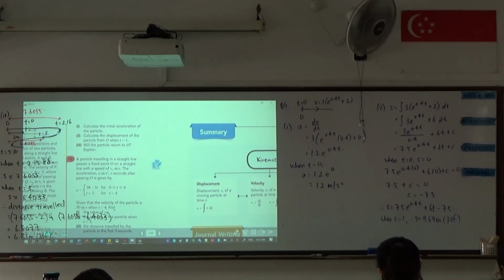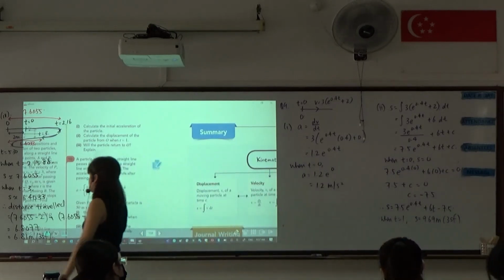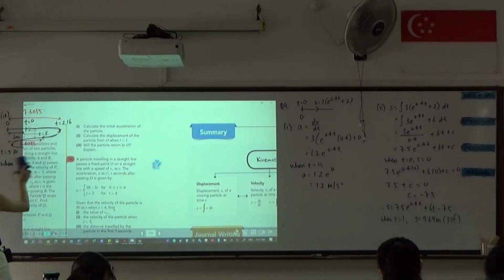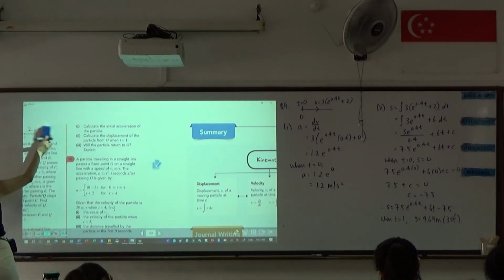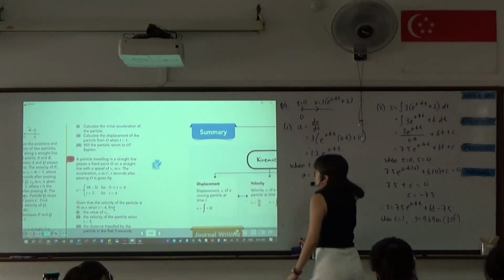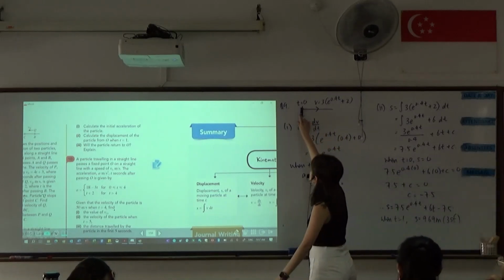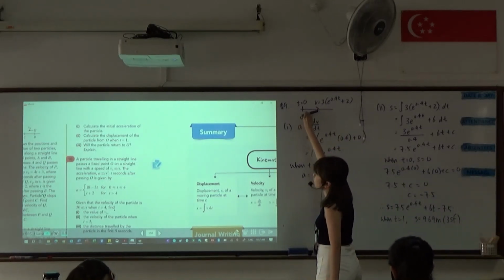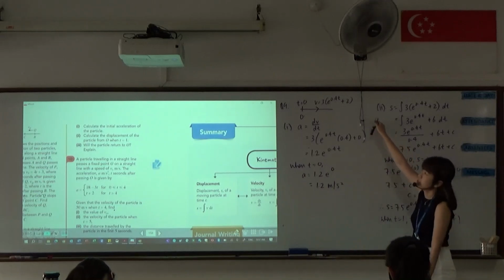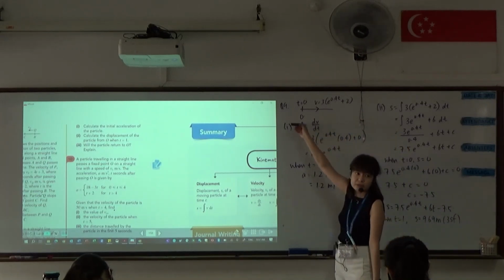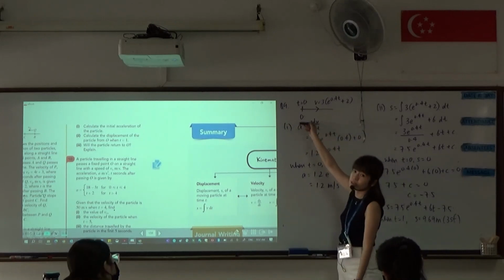Part 3 says, will the particle return to O? If you try to do it in a quantitative manner, it is not going to be feasible. So to return to O, one idea is that when t equals 0, we know that the velocity is such that it travels in this direction. In order to return to O, there must be a turn. Agree? There must be a turn in order to return to O.